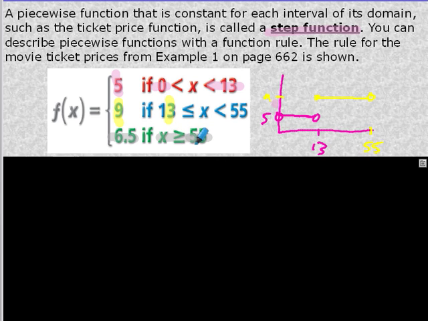So how would that look? When x is 55, it's going to be 6.5 here. You can't see that, can you? Let me change the color of that.